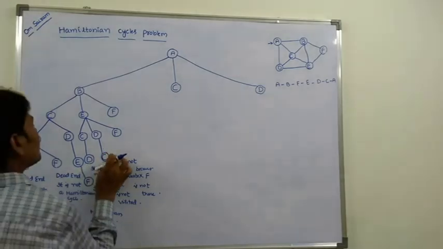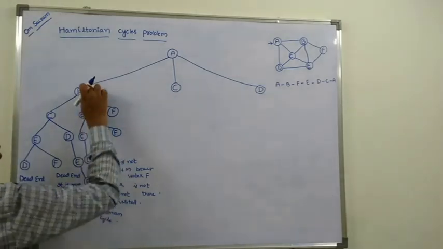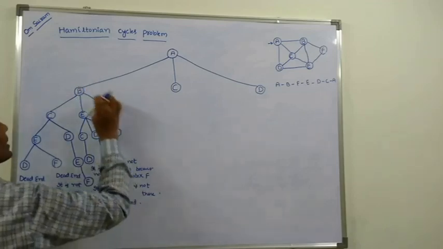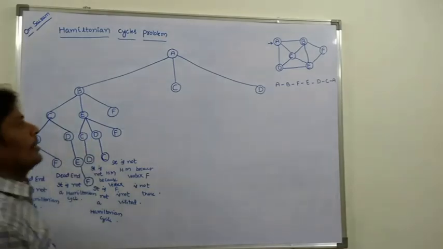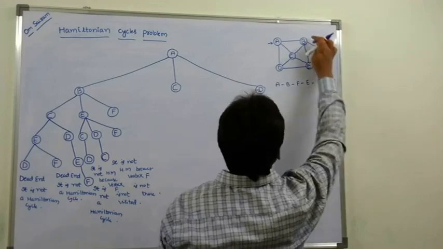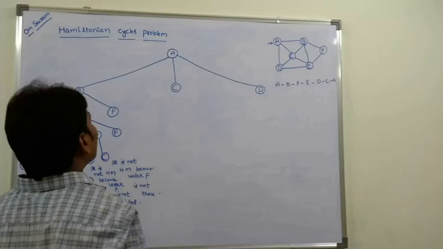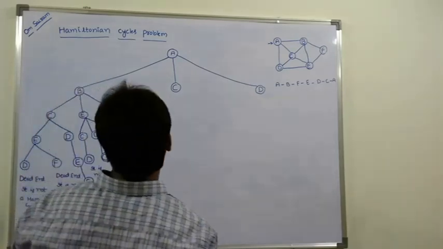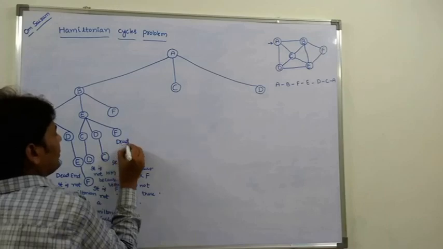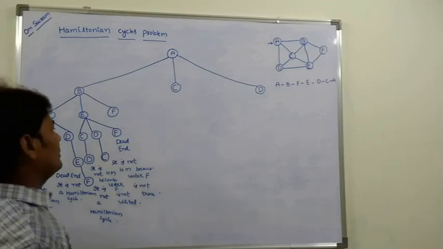Next, again we have to backtrack to D, again we have to backtrack to E, again we have to backtrack to B. Next, consider the vertex F that is adjacent to vertex B. So what are the adjacent nodes for vertex F, B and E? So B and E already visited. So dead end. It is not a Hamiltonian cycle.